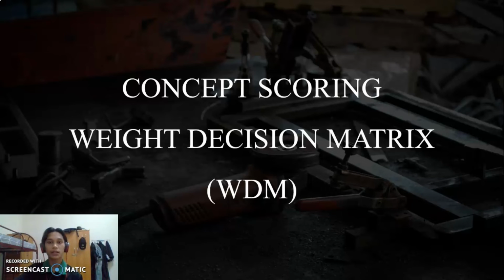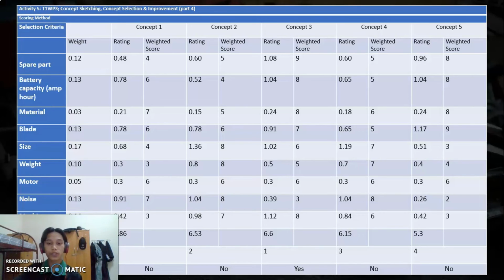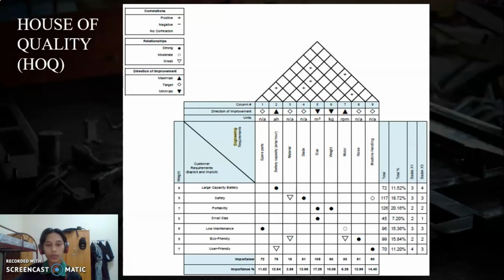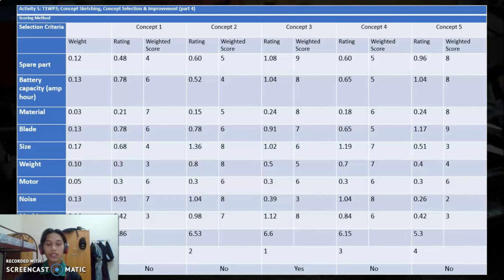Assalamualaikum and hi again. I will explain and present the last part of this presentation, which covers concept scoring. We use the WDM method for the scoring evaluation. The selection criteria were all taken from the engineering requirements from the HOQ, as we can see here. There are 9 selection criteria that are included in this concept scoring.